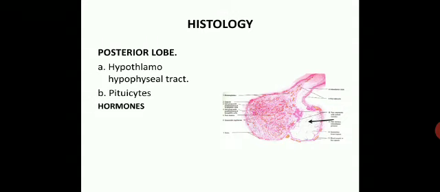The hormones in this lobe include vasopressin or ADH, which acts on the kidney tubules, and oxytocin, which promotes the contraction of the uterine and the mammary smooth muscles. Actually, these hormones are secreted by the hypothalamus, but they are carried to the posterior lobe through the hypothalamo-hypophyseal tract.